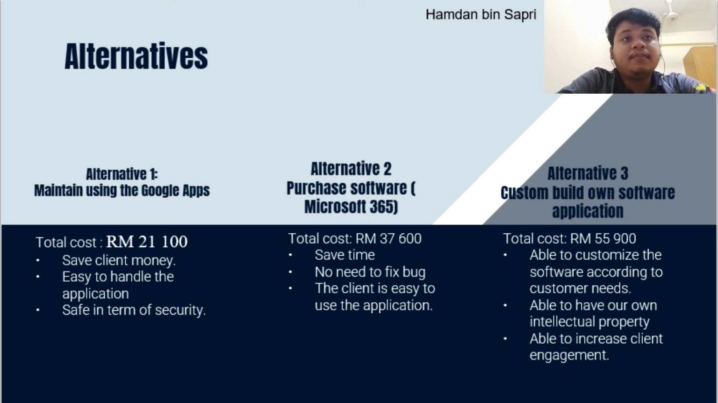The benefit is we save client money, easy to handle the application, and the third is safe in terms of security. For the alternative 2, the total cost is 37,600 ringgit. The benefit is save time, there are no need to fix the bug, and third is the client easy to use the application. For the alternative 3, the total cost is 55,900 ringgit. The benefit from that, we able to customize the software according the customer need, able to have our own intellectual property, and third is able to increase with client.